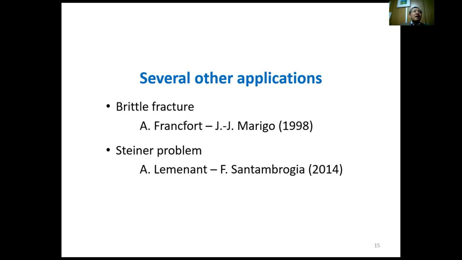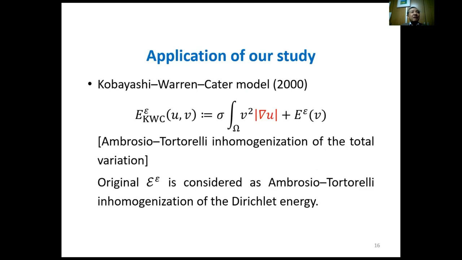Sorry. Okay. And I mention several other applications very briefly. This kind of Ambrosio-Tortorelli type energy is used to study brittle fracture, for example, by Francfort and Marigo, and the Steiner problem, for example. So what is the application of our study? Our study is very useful to study the Kobayashi-Warren-Carter model proposed in the 2000s.